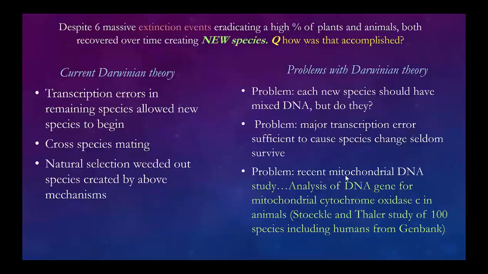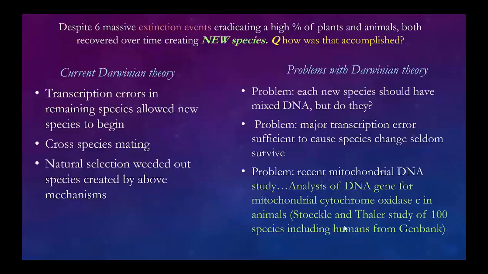And the next problem is, now we're starting to look at mitochondrial DNA. Of course, that comes from the maternal line. There's one study out now called Analysis of the DNA Gene for Mitochondrial Cytochrome Oxidase C, and that is an important gene for every kind of DNA, no matter where it is. And they looked at animals, and this is the two authors, and they looked at 100 species from the GenBank, which included animals, plants, and human beings.